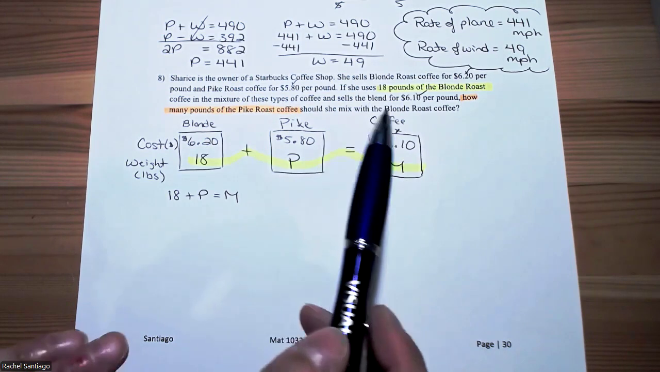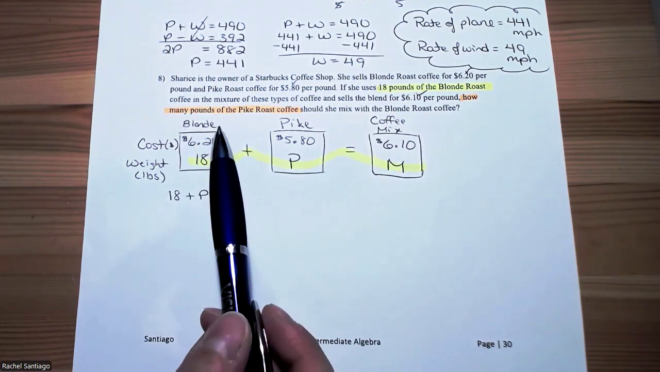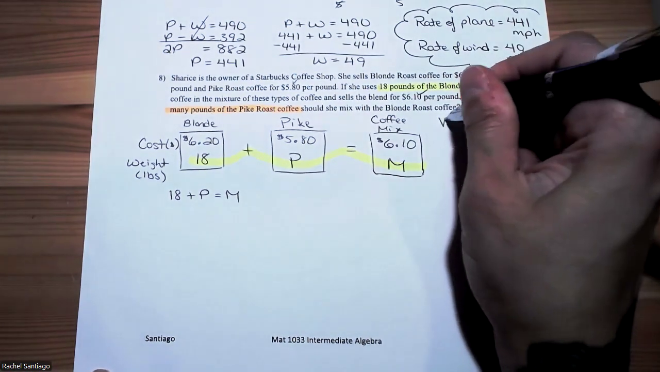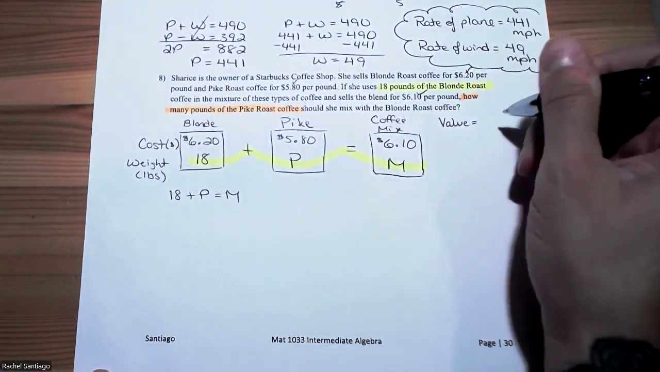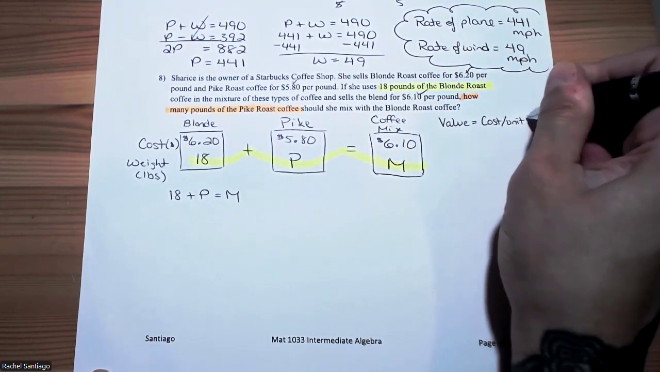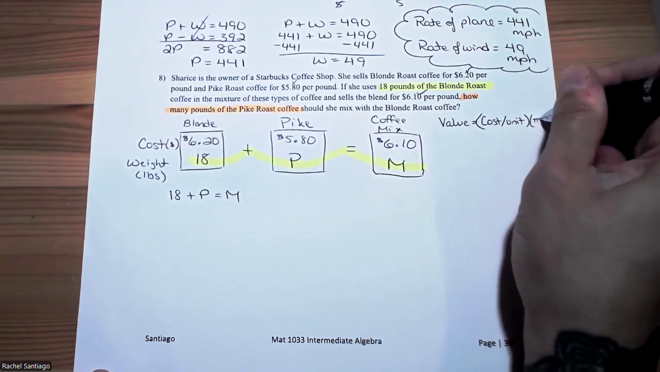So now we have to get creative. The second equation we have to remember deals with value. And as a little note and a reminder, value is going to be the cost per unit multiplied by the number of units.